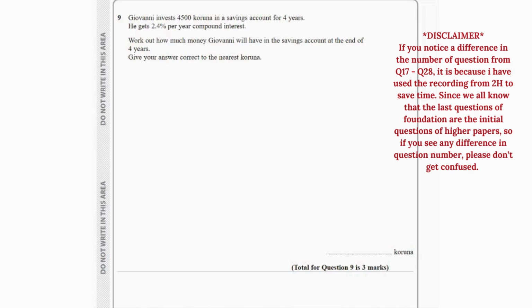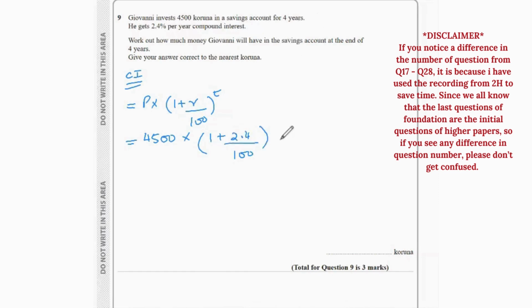So for this, we're going to use the compound interest formula. The compound interest formula is your principal amount times (1 plus r over 100), r being the rate of interest, to the power of time. So he's investing 4,500, which is your principal amount. The rate of interest is 2.4, so 1 plus 2.4 over 100, and the time period is 4 years.